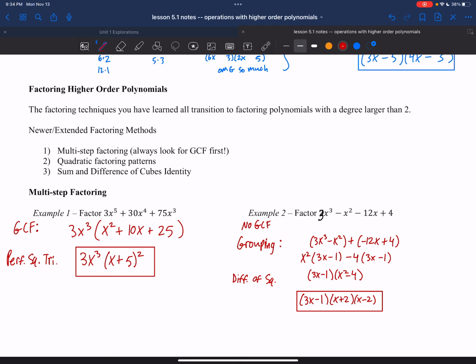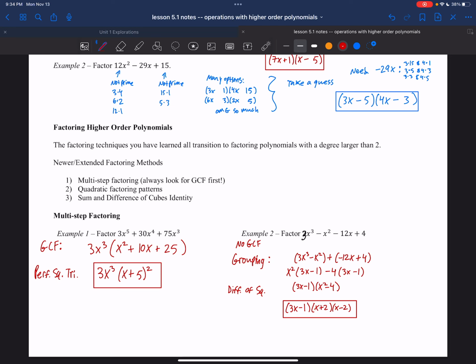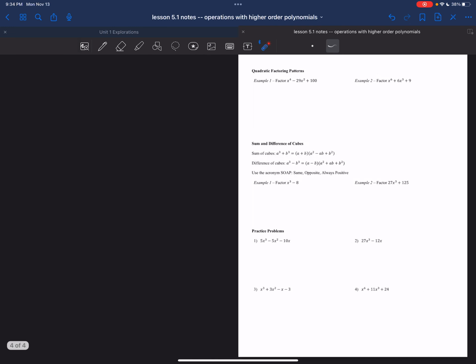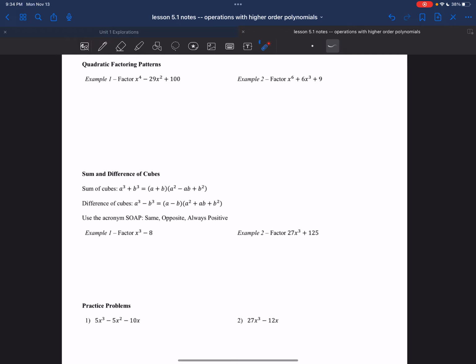By the way, you should be able to find the roots of all of this, right? All that knowledge you carried from Unit 4 about finding roots. This root is 0. This root is negative 5. That means 0 and negative 5 are the roots of this thing. Okay? All right. Let's look at quadratic factoring patterns.